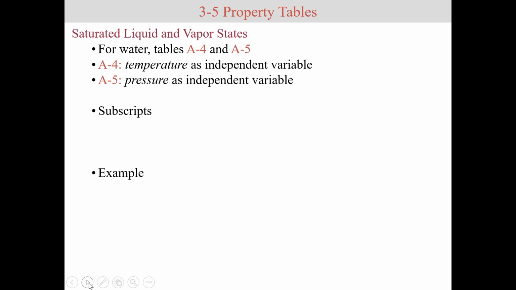If you go back into your books, towards the end of the book, you will see several tables. There are tables in SI units and tables in English units. The first ones we're going to take a look at are tables A4 and A5. These are what we would call saturation tables. We talked about how saturation temperature and saturation pressure are not independent, meaning that one is a function of the other.